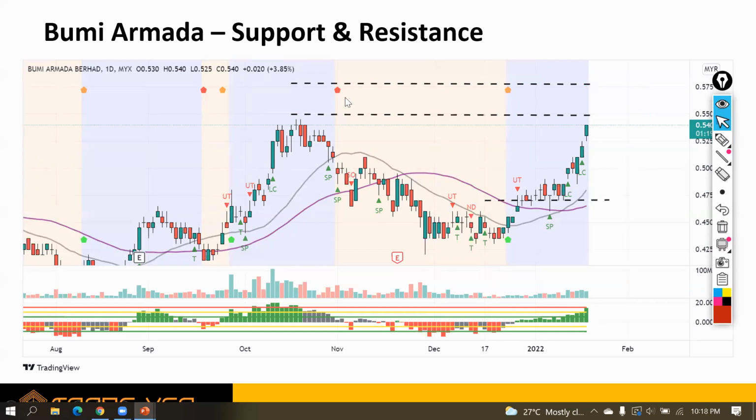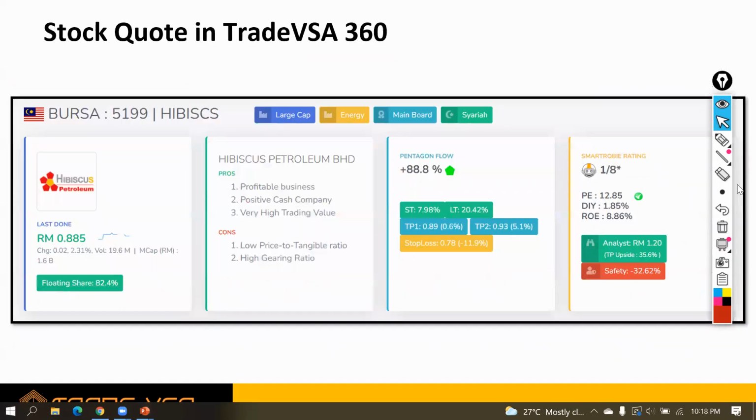So now the next one, let's look into Hibiscus. Hibiscus over here, again, this is from TradeWiz 360. What you do is just search Hibiscus and you get the information. I think the Pentagon flow is still pretty all right, almost 90%, representing the momentum as well. But the FA rating seems a bit low compared to Bumi Armada. So if I really need to buy one of these two, probably I will focus on Armada first, but of course I wait for a pullback.